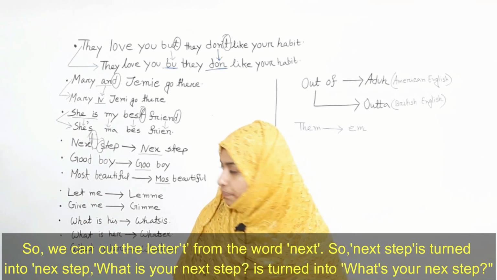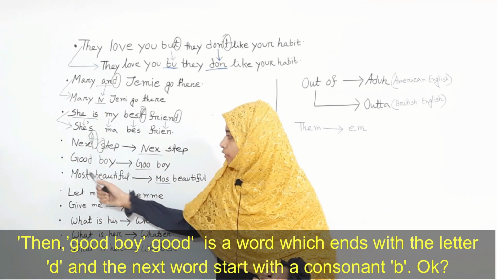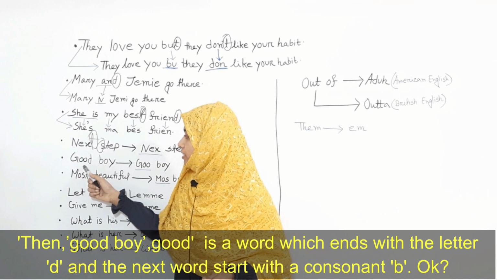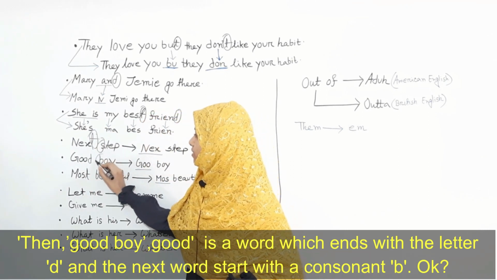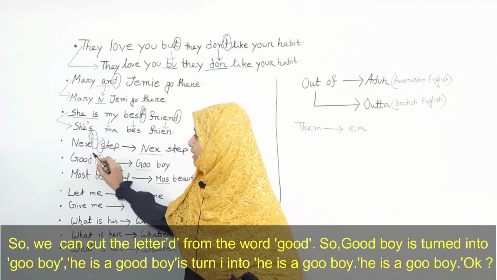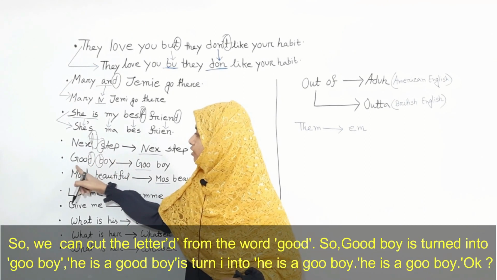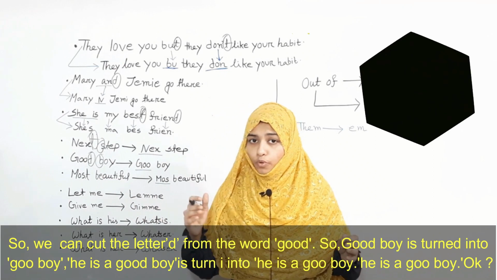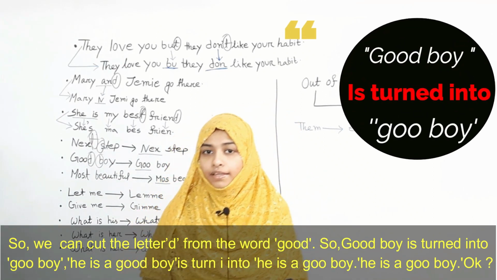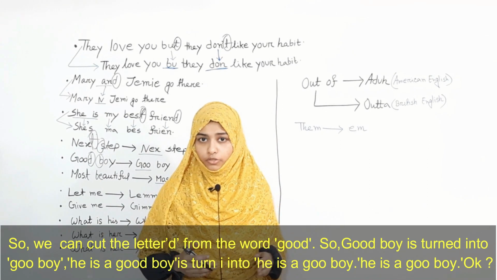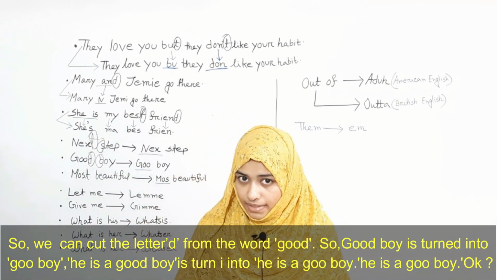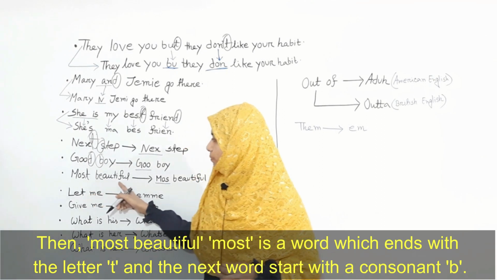What's your next step? Then "good boy." "Good" is a word which ends with the letter D and the next word starts with a consonant B. Okay, so we can cut the letter D from the word "good." So, "good boy" is turned into "goo' boy." "He is a good boy" is turned into "he's a goo' boy." He's a good boy.